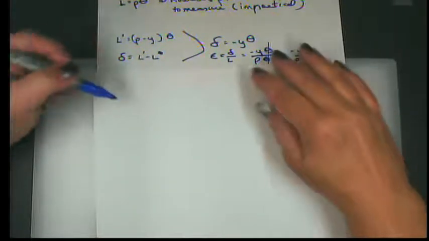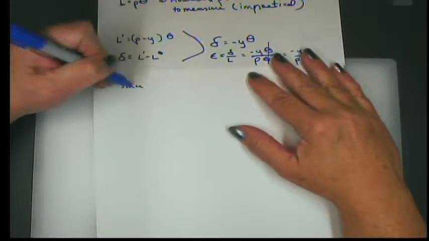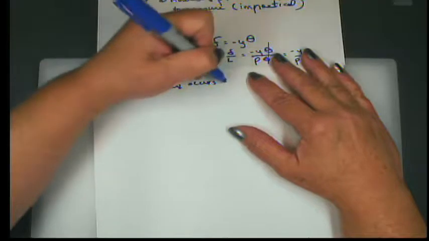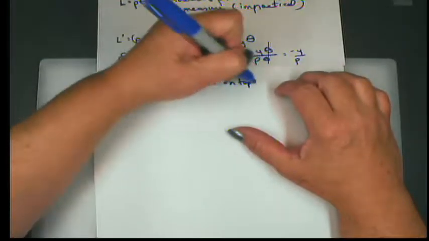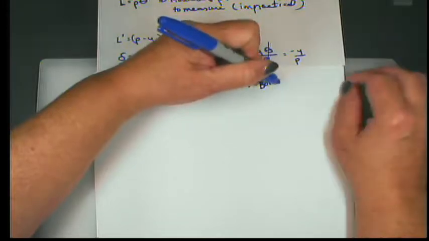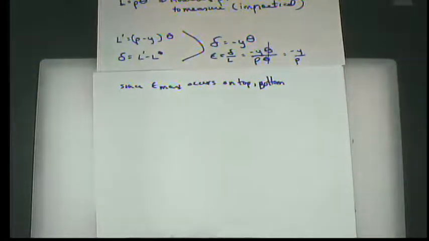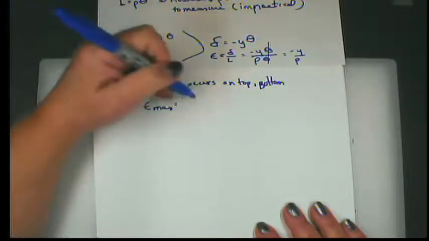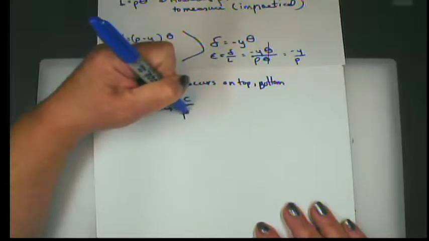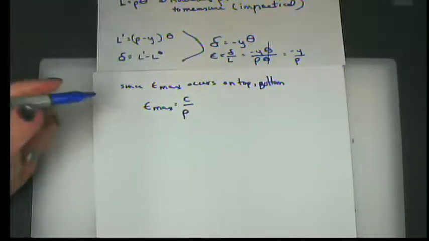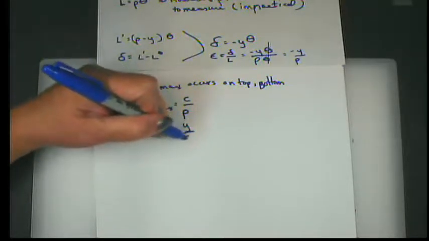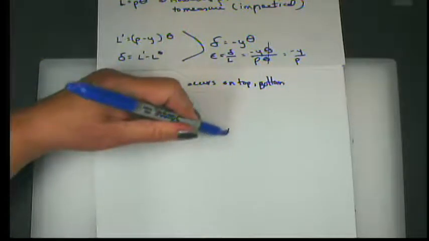There. All right. So if we then recognize that since the maximum occurs on the top and bottom of the structural member, so in other words, we're doing the most stretching or compressing at the top or the bottom, we can say that epsilon max is equal to c over rho. Or we can say that epsilon x at any distance is going to equal minus y over c times epsilon max.